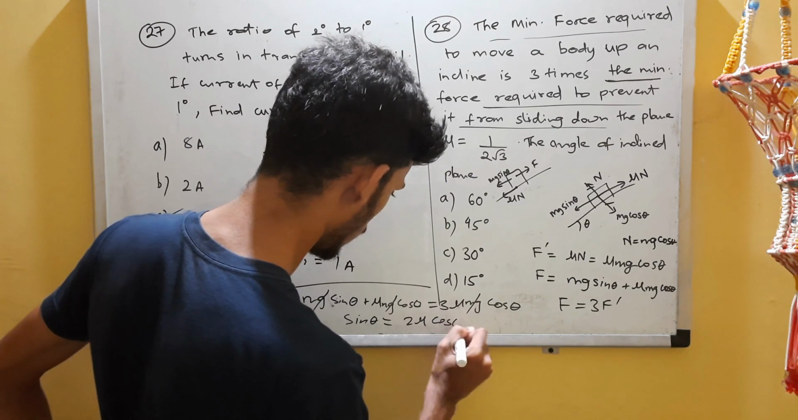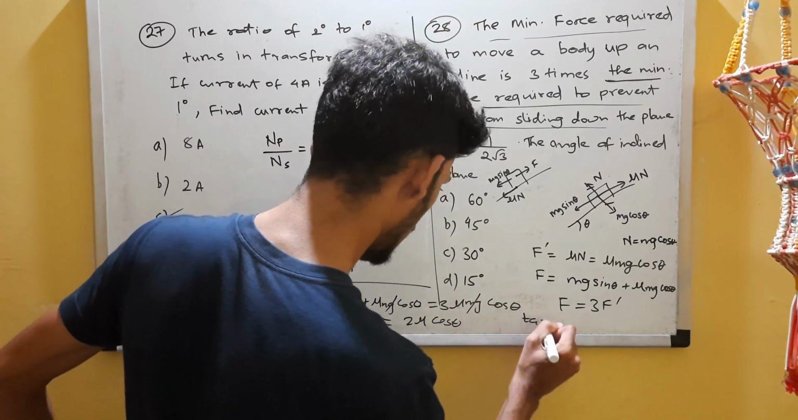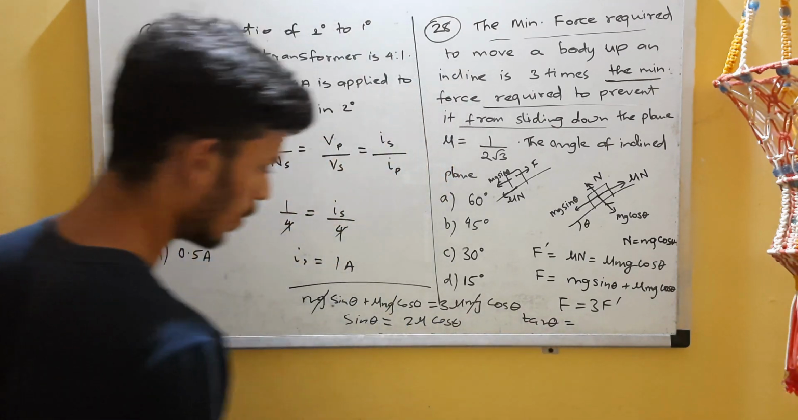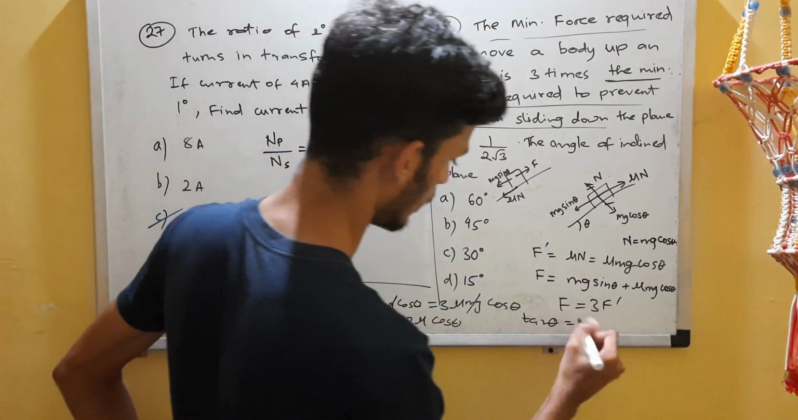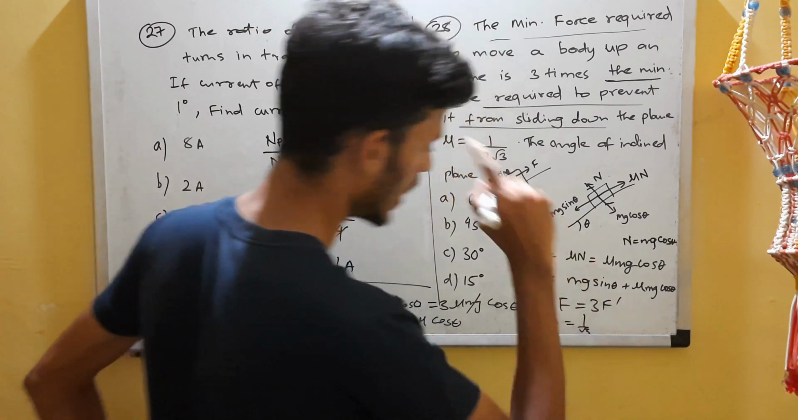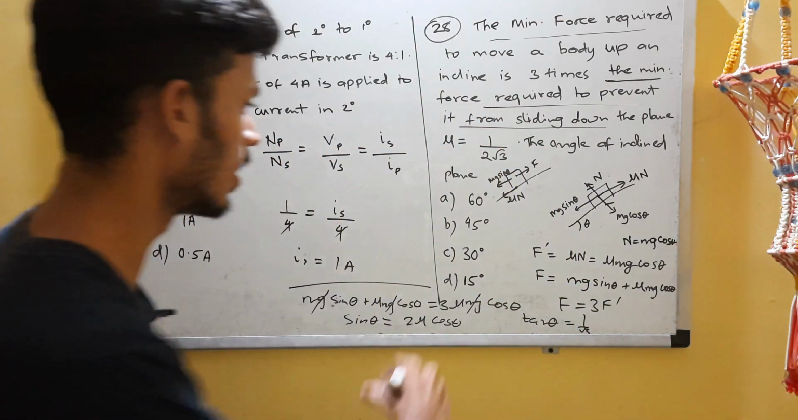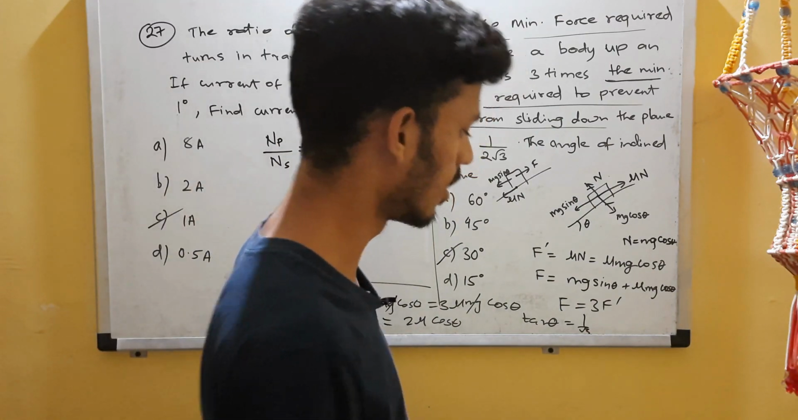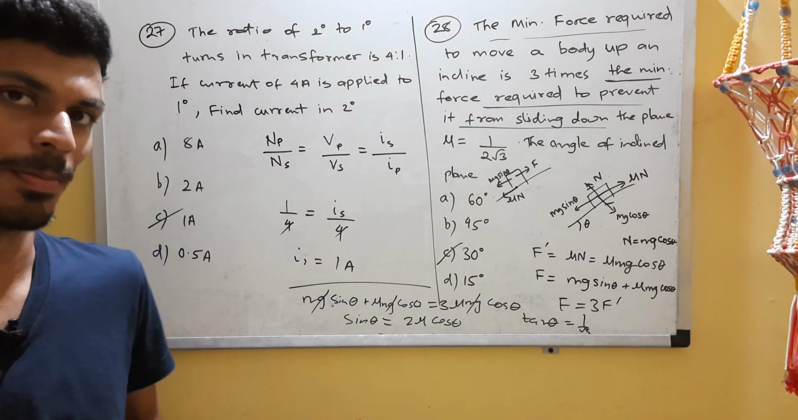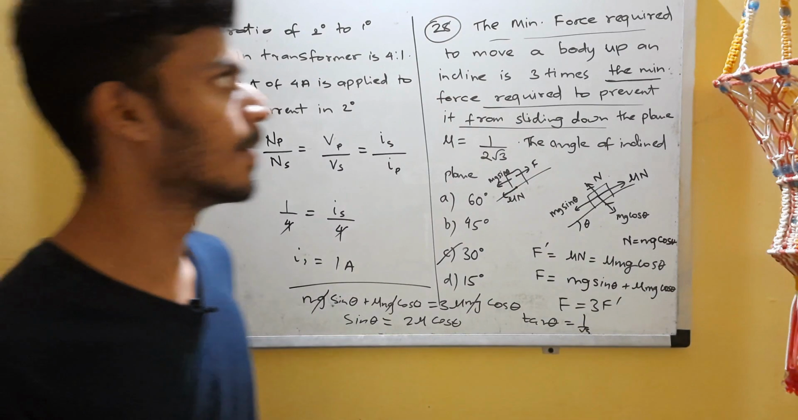So sin theta upon cos theta is tan theta, and that equals 2 times mu. If I multiply 2 over here, that is 1 by root 3. Tan of which angle is 1 by root 3? I guess 30. Tan 60 is root 3, so tan 30 is 1 by root 3. Yes, so 30 is the correct choice over here. I hope you were able to understand this.